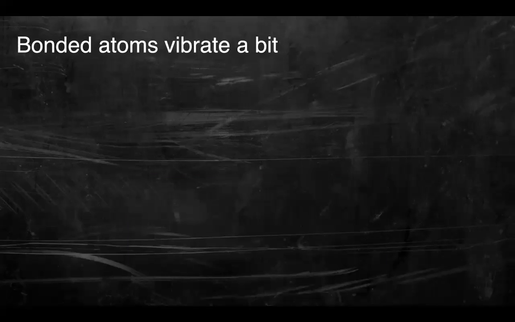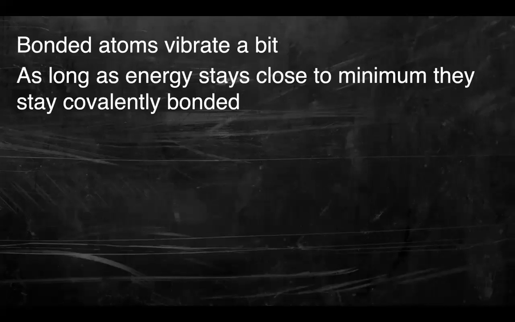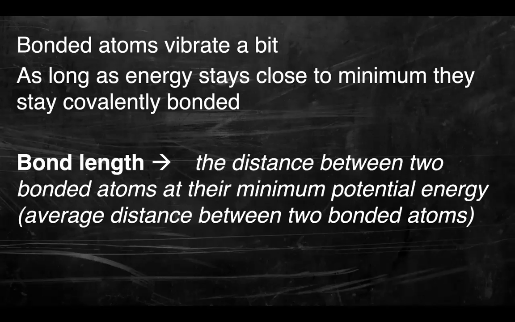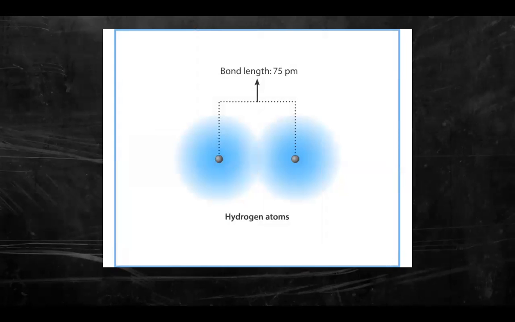Now, when atoms are bonded, they can still vibrate a bit. And as long as the energy stays close to a minimum, they will stay covalently bonded. So as I pointed out before, for the hydrogen molecule, remember how I said that you measure the distance between the nuclei and then cut it in two, and that's the radius of your atom.